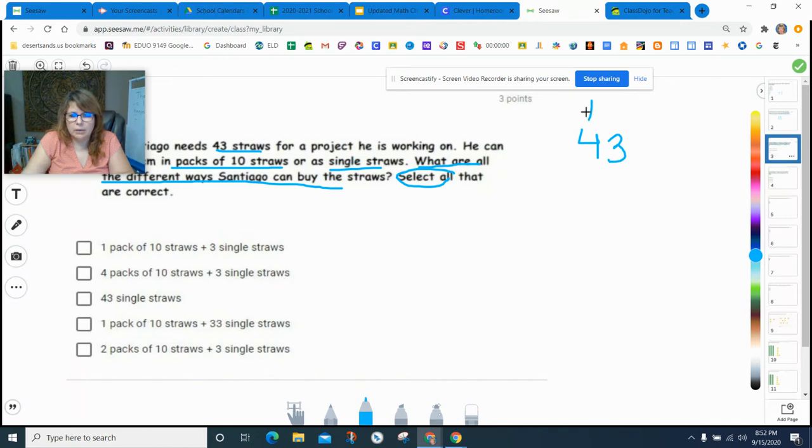43, I'm going to put 43. That's my number that I need to have. So that's right here. That's my number. And I want all the ways that he could do.